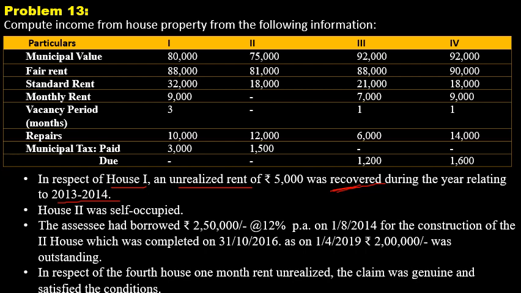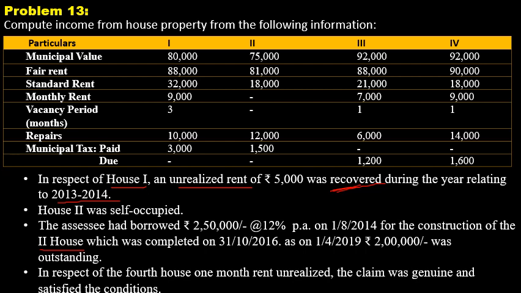The second house is used by the assessee for residential purpose. So the second house is self-occupied. Next, the assessee had borrowed rupees 2,50,000 at 12% per annum on 1st August 2014 for the construction of the second house, which was completed on 31st October 2016. As on 1st April 2019, rupees 2 lakh was outstanding. So these are loan details and they are related to the second house.